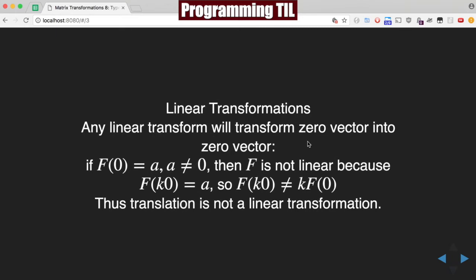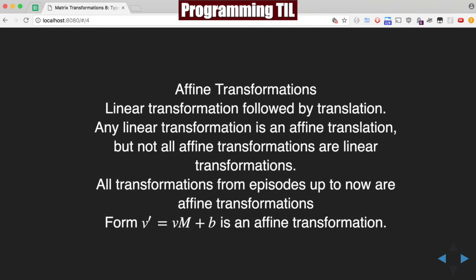A linear transformation will transform the zero vector into the zero vector. So if f(0) = a, and a is not equal to 0, then f is not linear, because f(k0) is equal to a when it should be equal to 0. So f(k0) is not equal to k f(0). So a translation would not be a linear transformation.